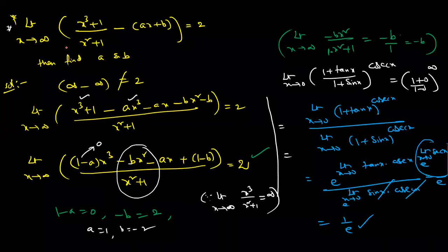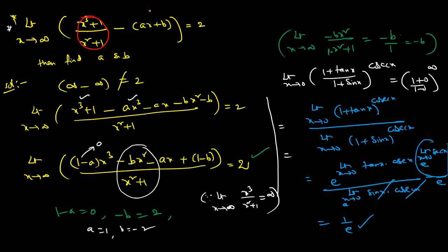See, limit x tends to infinity of x cube plus 1 by x square plus 1 minus of ax plus b is equal to something, then find a and b. Dear students, suppose we put x equal to infinity. The whole part is how much? Infinity. This is also infinity. Infinity minus infinity is not equal to a finite value. One is infinity, one is a finite value.